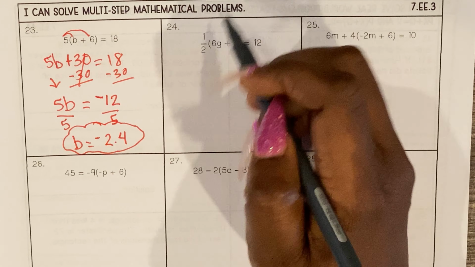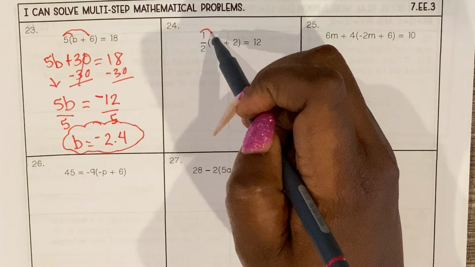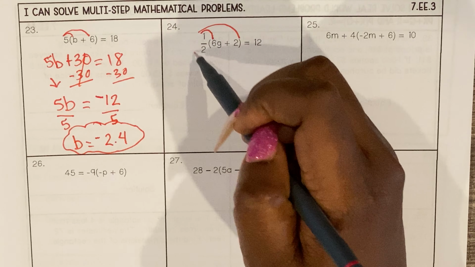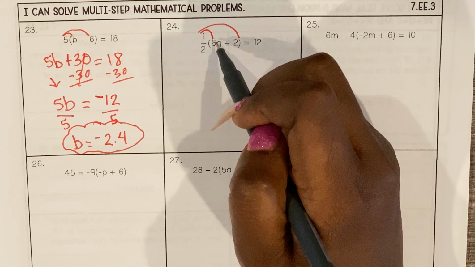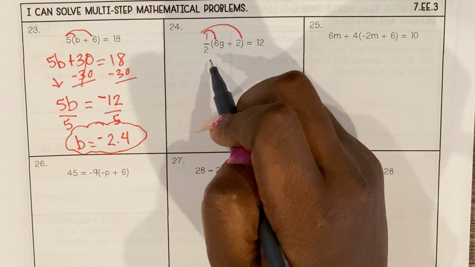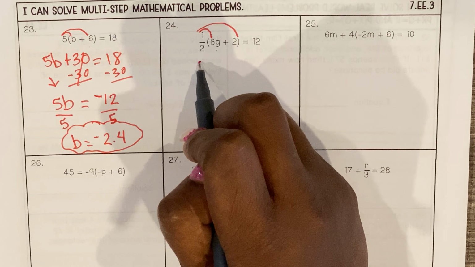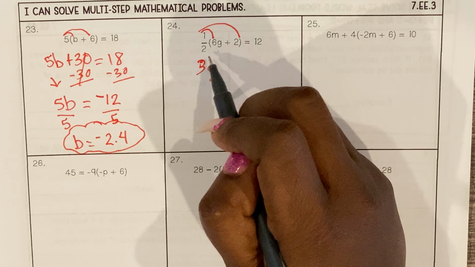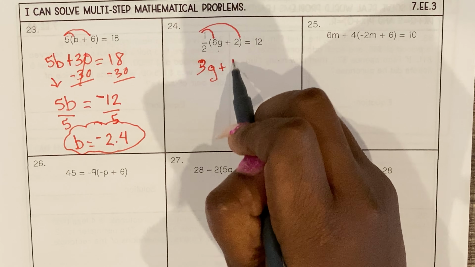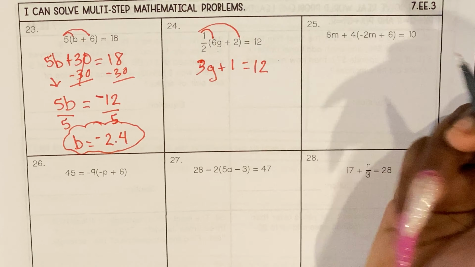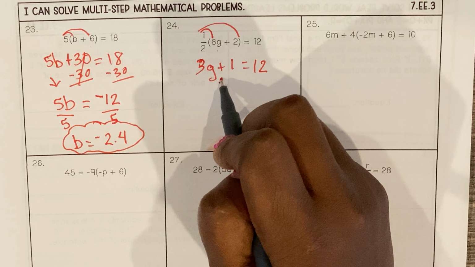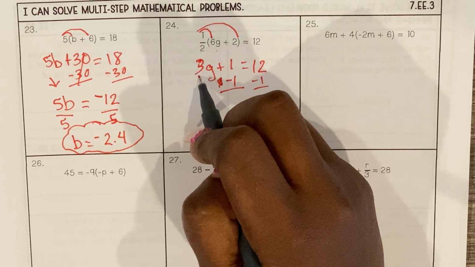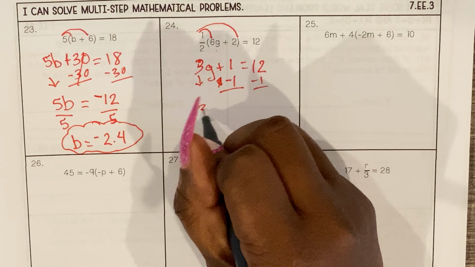Here, remember I said when you are multiplying by a fraction, you take whatever the fraction is. So the fraction is 1/2. So we're going to take half of 6g. Half of 6g is 3g. And half of 2 is 1. I'm going to subtract 1 from both sides. Bring down what I did not use.